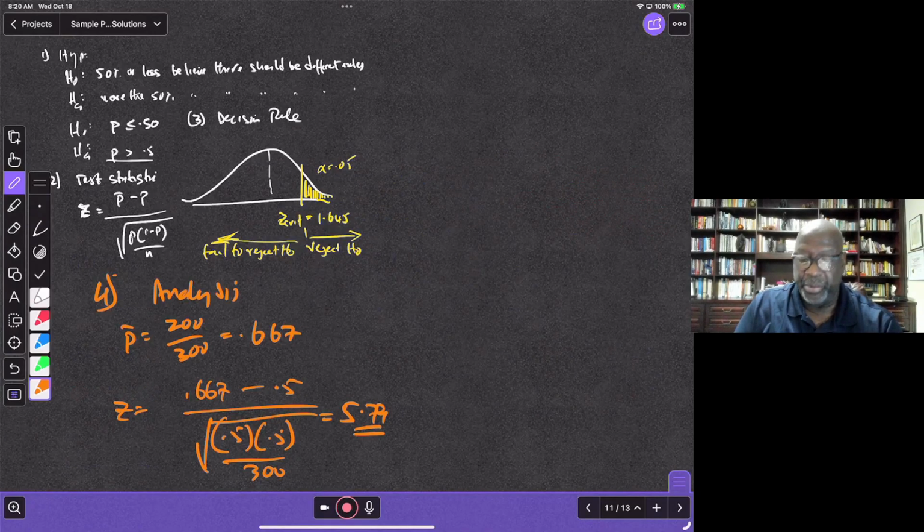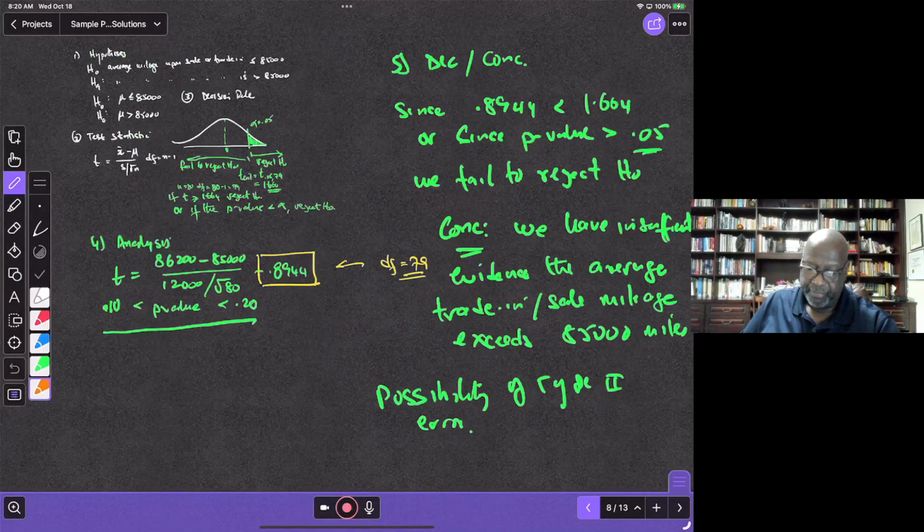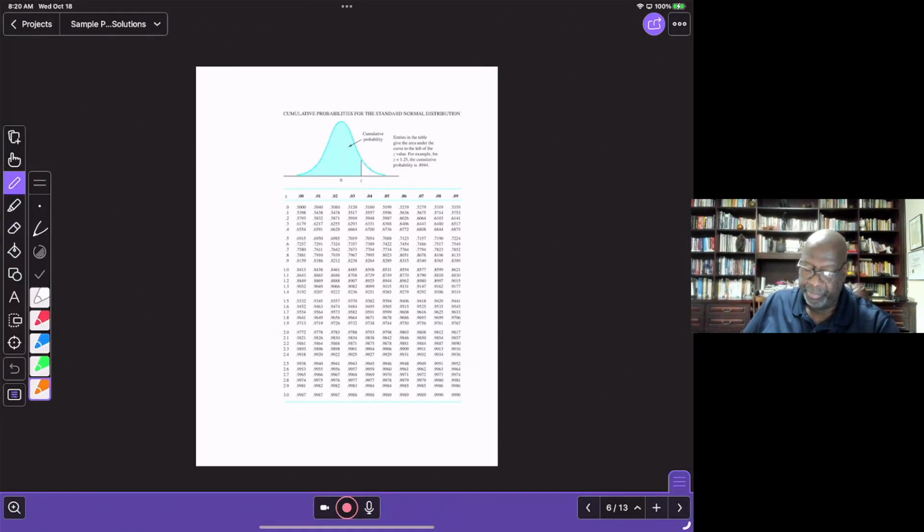All right, so our p-value, since this is a one-tailed test, would just be the probability of Z going beyond that point. Well, for all intents and purposes, we know that this is less than 0.001. Because in our Z table, 3.09 gives us 0.001. So 5.79 would be much less than 0.001. In case you're not convinced, you want to see it for yourself, let's look at the Z table.